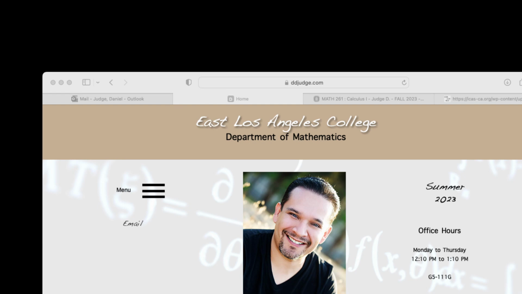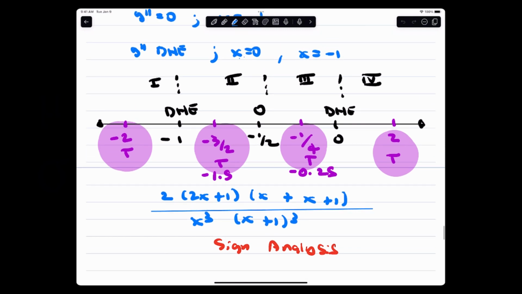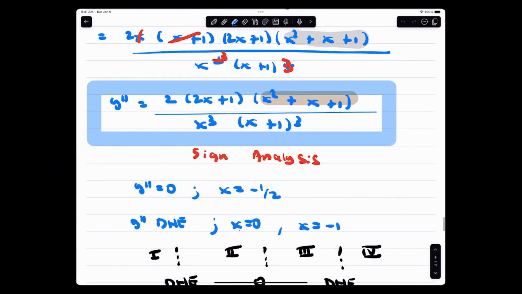All right, ladies and gentlemen, let's get back here. Okay. Whew. Okay, so remember the question that we did yesterday, is that right? We didn't finish the sign analysis. I do want to finish sign analysis on that second derivative here. Okay, so I do have it up and running there.